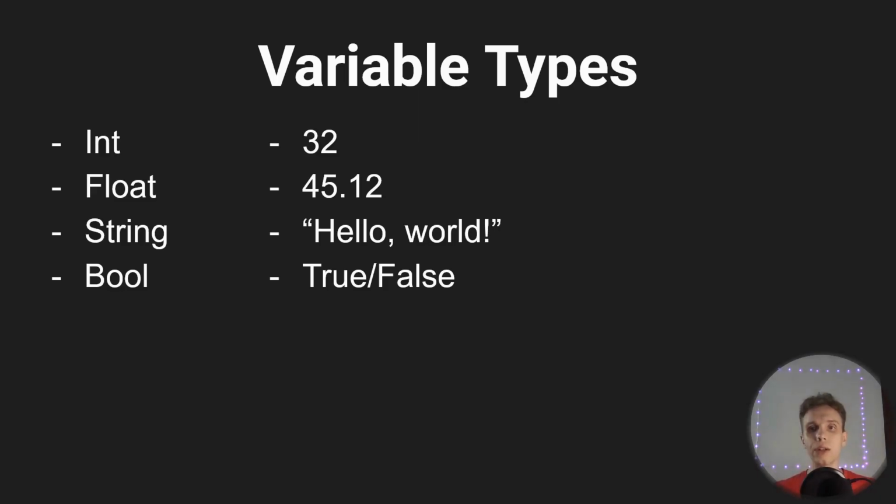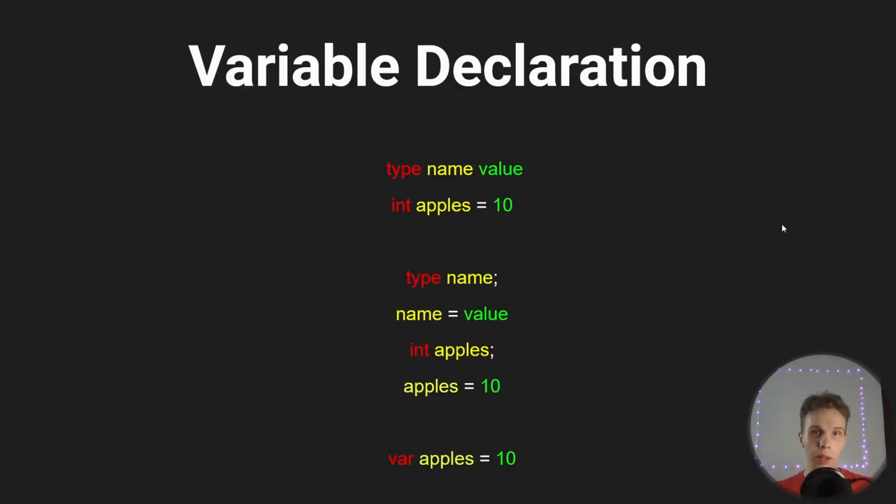Let's take a look at how to actually declare or create a variable. In order to do that, we need to specify its type, give it a descriptive name, and then assign it a value using the equals operator. In this screen, you can see that we have the type int, we have the name apples, and then we assign the value of 10 to that variable. So we have 10 apples.